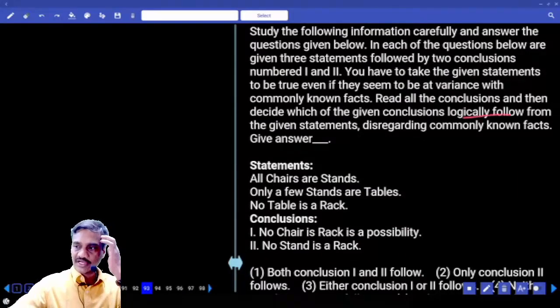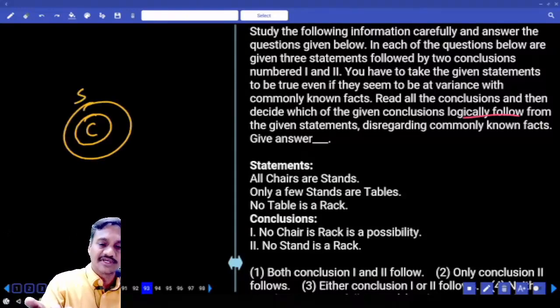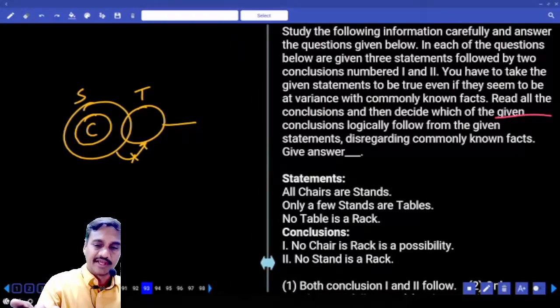And the syllogism logically follows. All chairs are stands, and only a few stands are tables. Only some of the stands are tables, but not all. And no table is a rack. There is no intersection between table and rack.